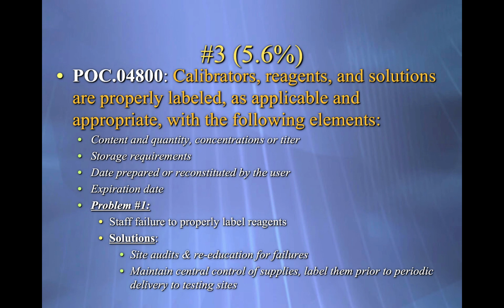And typically staff are going to fail to properly label the reagents. So do site audits and re-education if they're having failures, and maintain central control of supplies and label them prior to periodic delivery to sites. So you might have pH paper. Okay, I'm going to say that this pH paper expires 6 months from today's date. I'm going to write that date on and distribute them out. And then 5.5 months from now, I'm going to deliver a whole new case of pH paper to all the units that use it, take away the old stuff, and now they are good to go.